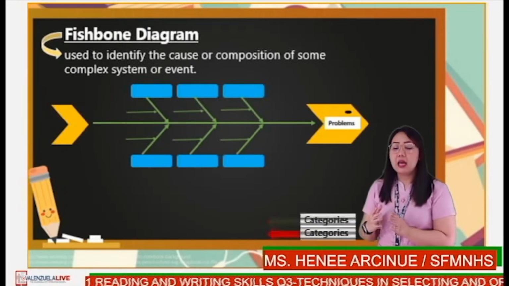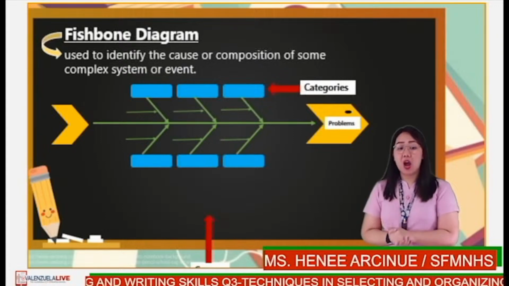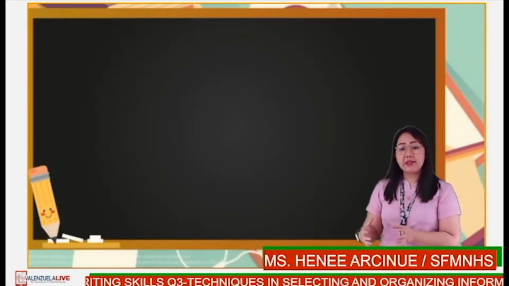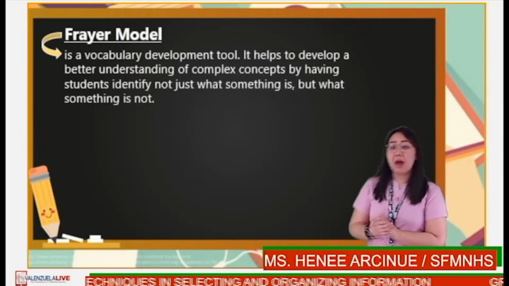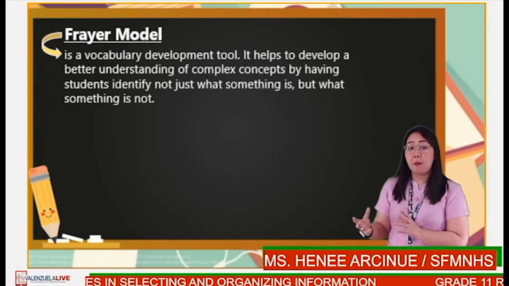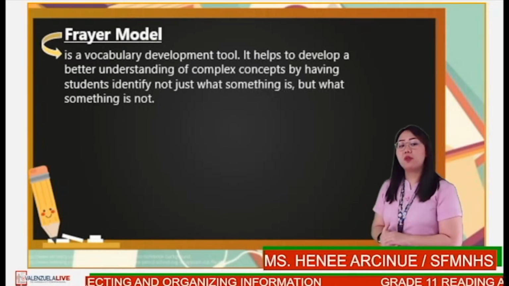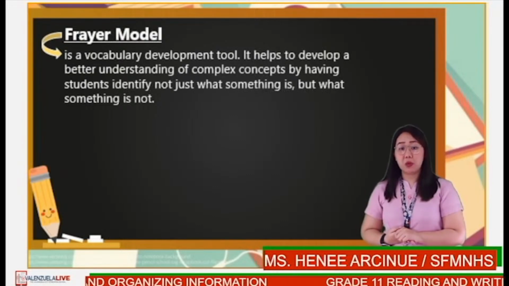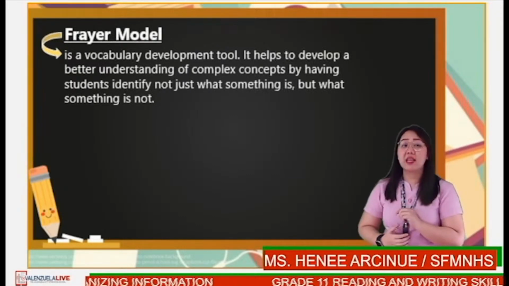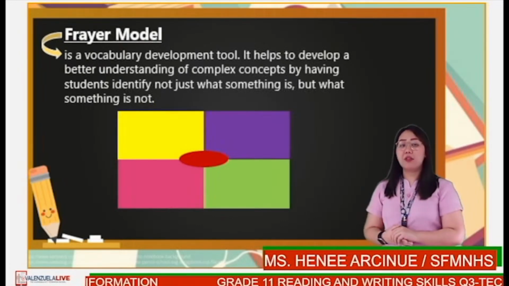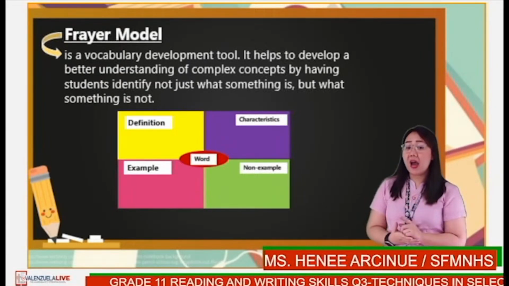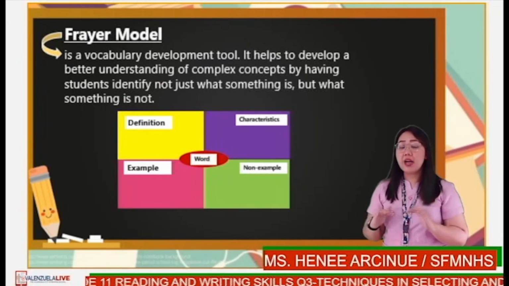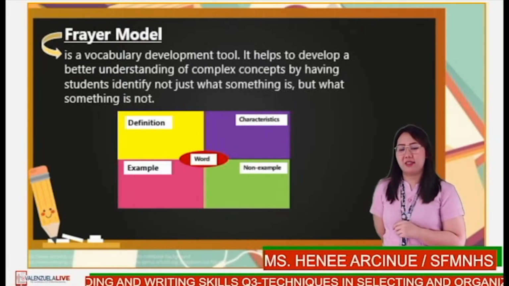Next, we have the prior model. It is a vocabulary development tool. It helps to develop a better understanding of complex concepts by having students identify not just what something is, but what something is not. The center of the diagram shows the concept being defined, while the quadrants around the concepts are used for providing the details.